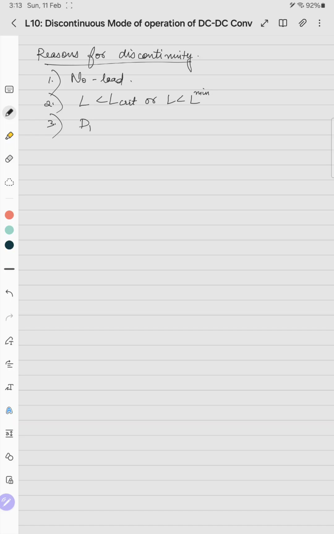If I ask you what is the circuit element inside any DC-DC converter which leads to discontinuity, then you should quickly say that it is the diode. Because if the diode is replaced with a switch, then nothing will happen. It won't be discontinuous. So this is the ultimate reason.